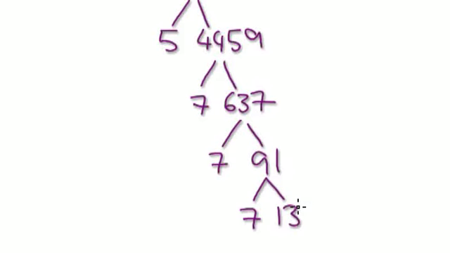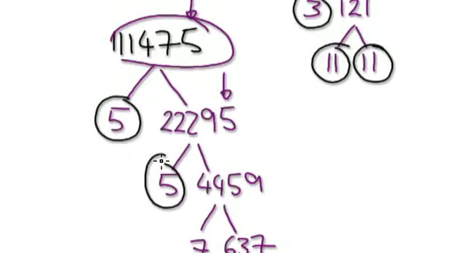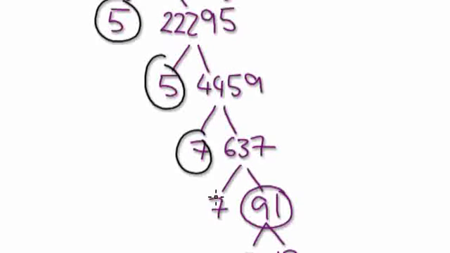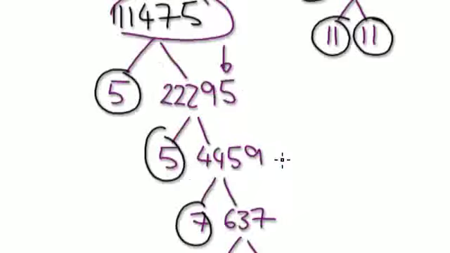Here, we can visualize 91 as 7 times 13. So now we've broken up this number as a product of primes. All these are primes. So now let's try and write everything down here.